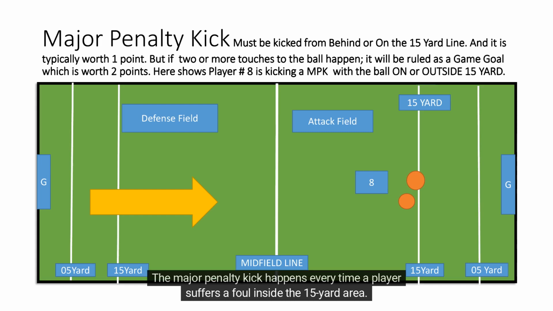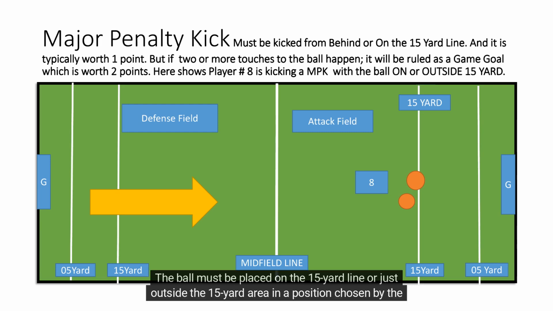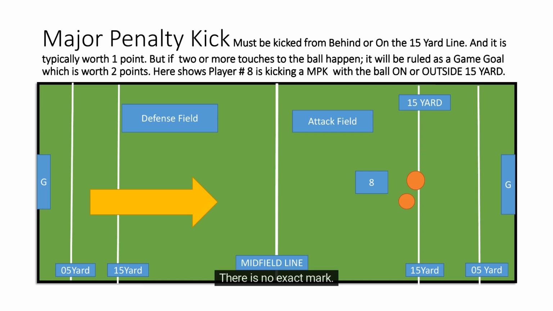The major penalty kick happens every time a player suffers a foul inside the 15-yard area. The ball must be placed on the 15-yard line or just outside the 15-yard area, in a position chosen by the kicker. There is no exact mark. It cannot be placed inside the 15-yard area.